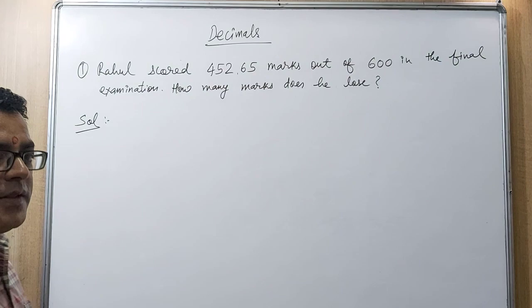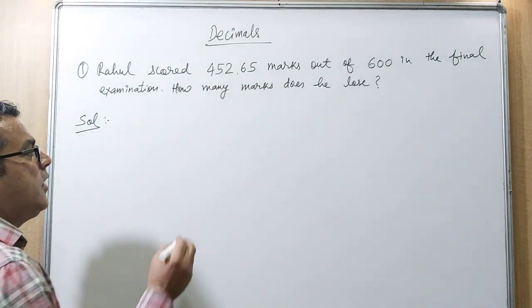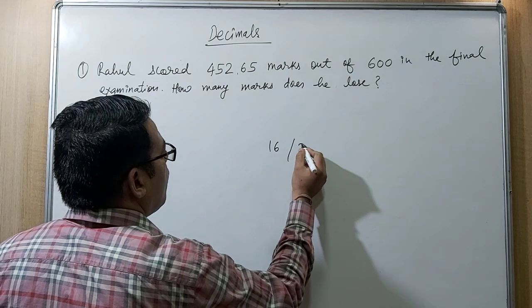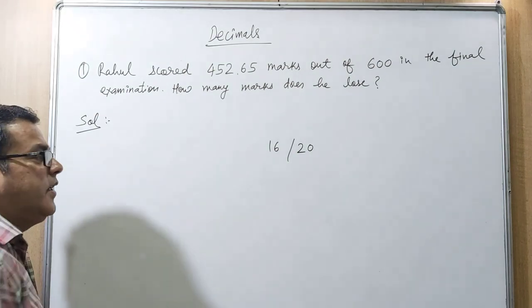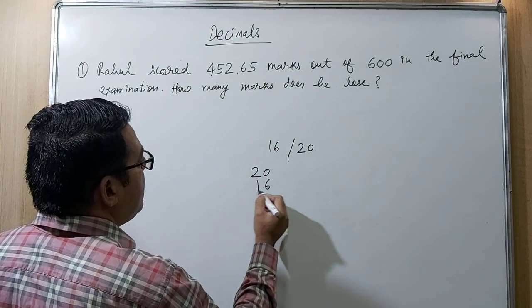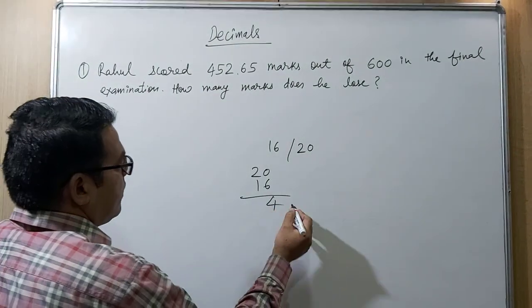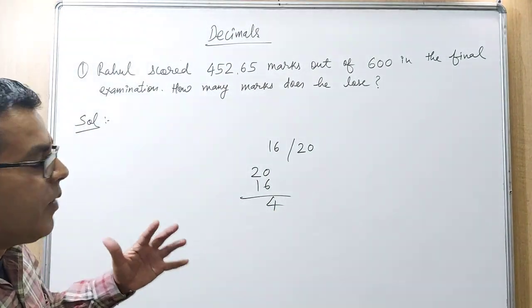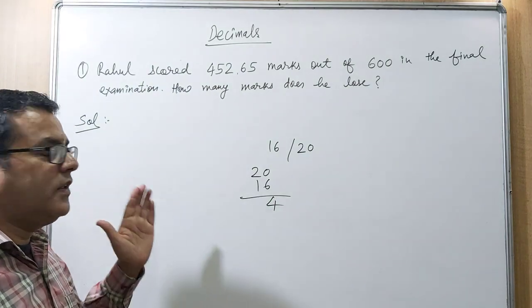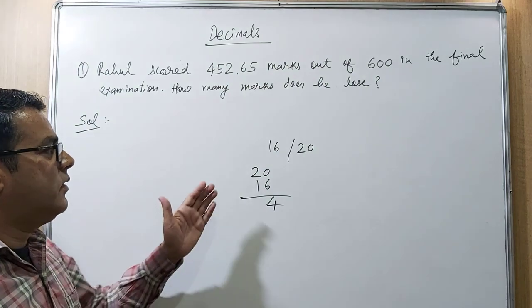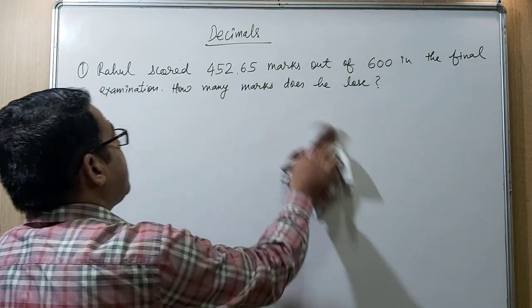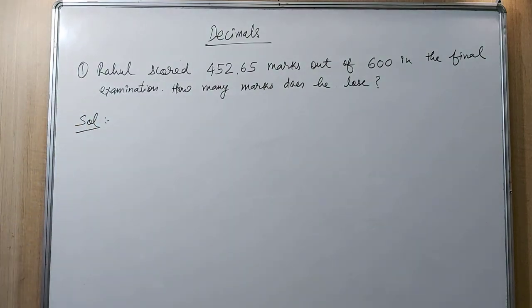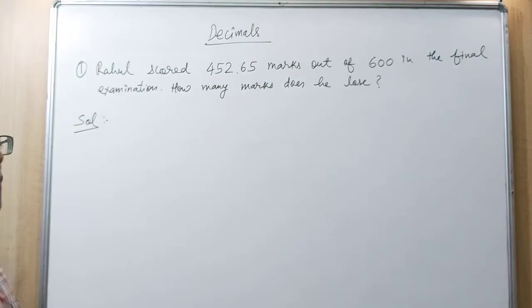Suppose in a class test, you got 16 marks out of 20. So how many marks you lost? How can you find? If we subtract 16 from 20, we can say 4. So we can say 4 marks I didn't get, or 4 marks less I got in this test. So what to do now? You need to subtract 452.65 from 600 to get the marks that Rahul lose.